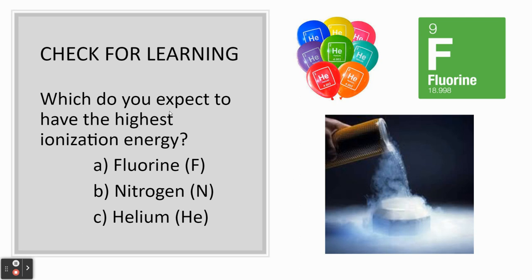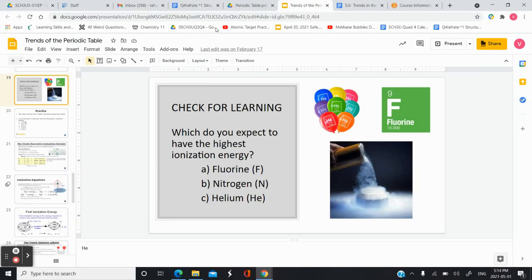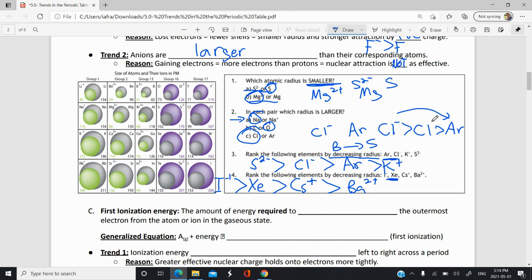So we can go ahead and take a look at if we understand this concept by doing a few practice problems together. Which do you expect to have the highest ionization energy: fluorine, nitrogen, or helium? Let's take a look at those problems. First, we're going to fill in some blanks, and then we'll do some more of those problems together.